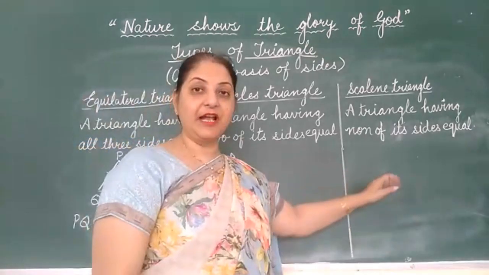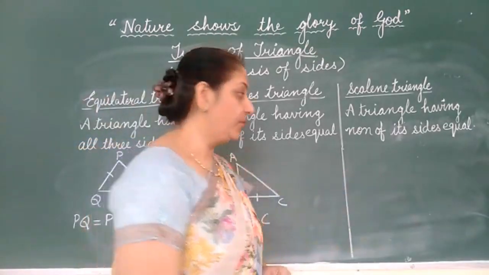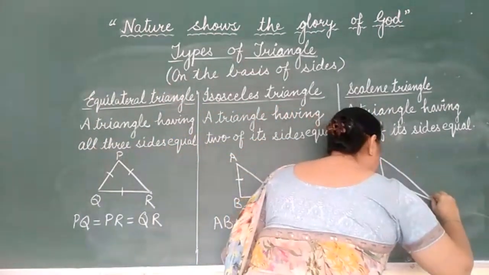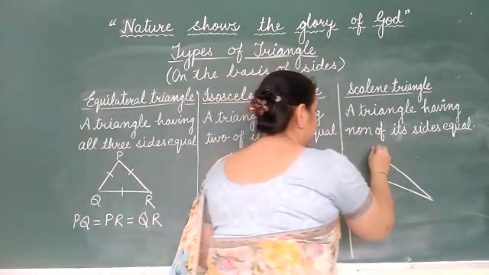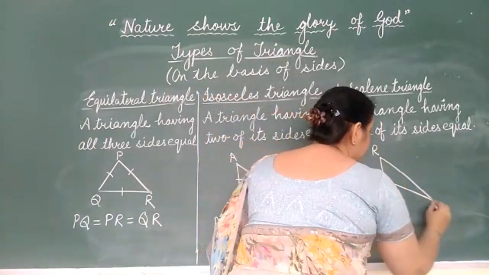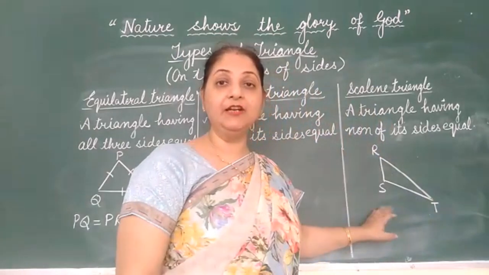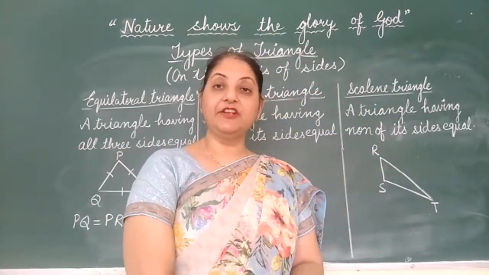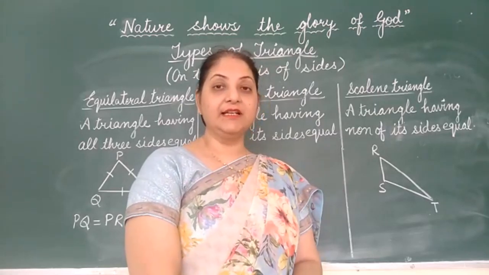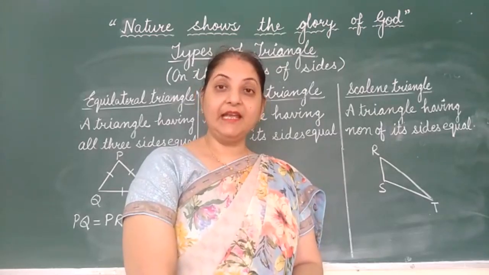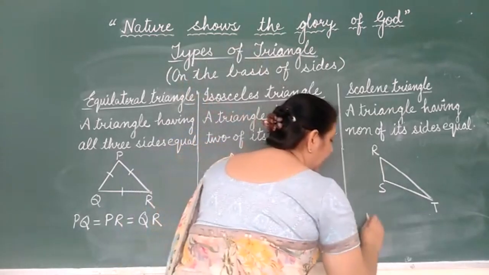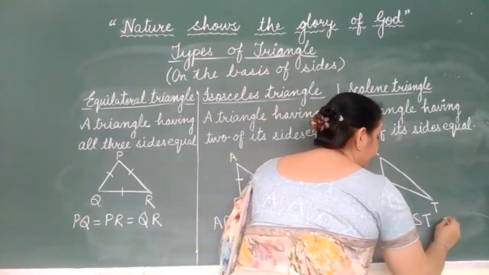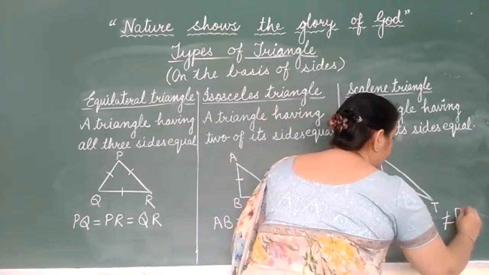The third type of triangle is the scalene triangle, where none of its sides is equal. Here, in triangle RST, if none of the sides is equal, that means all the three sides have different lengths, then the triangle is known as a scalene triangle. Here, RS is not equal to ST, which is not equal to RT.